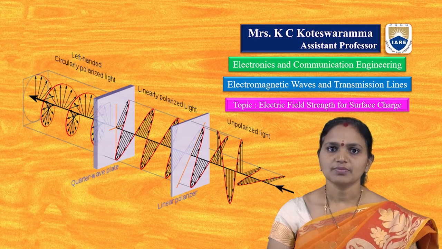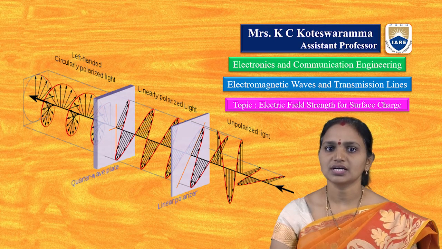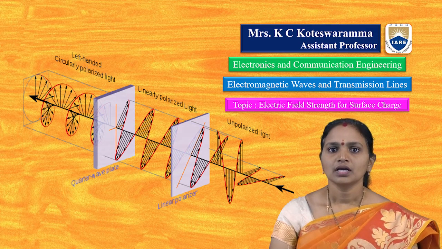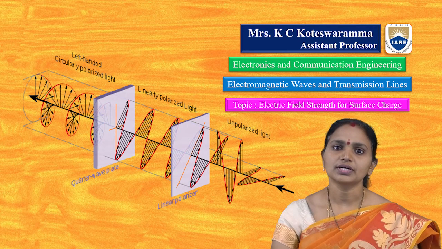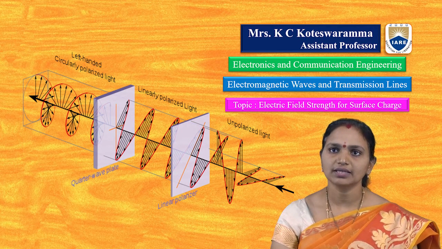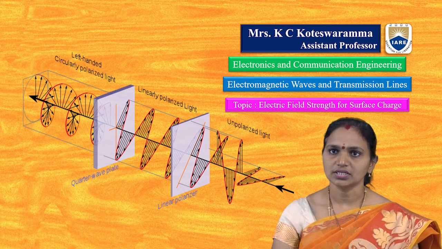Today I would like to discuss the calculation of electric field strength, which we represent with capital E, for the surface charge case, that is, surface charge density. Now we are going to calculate electric field strength E, which is one of the important characteristic parameters for electric fields, in the case of surface charge.